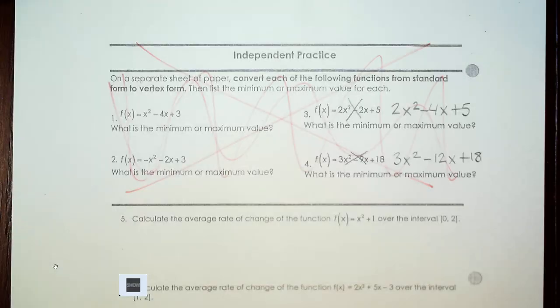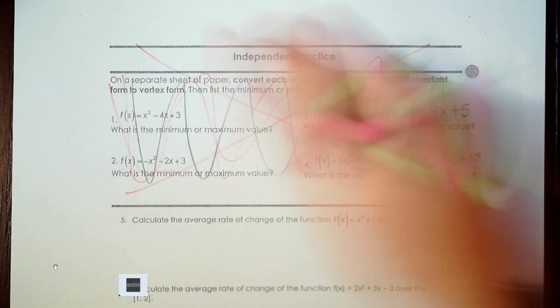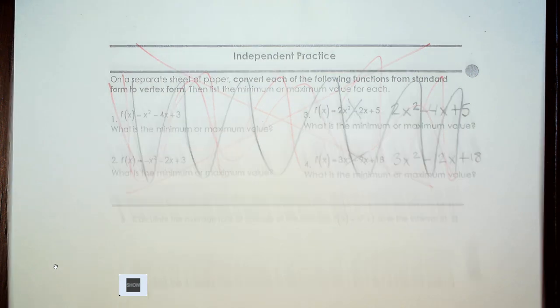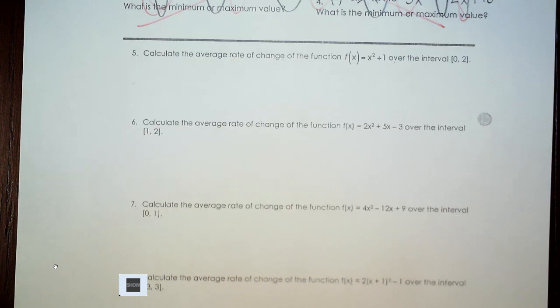All right, on the back of this page, you can cross out that top portion. We haven't done that yet, so don't worry about those first 4. You should be able to do the 4 practice problems on the bottom.